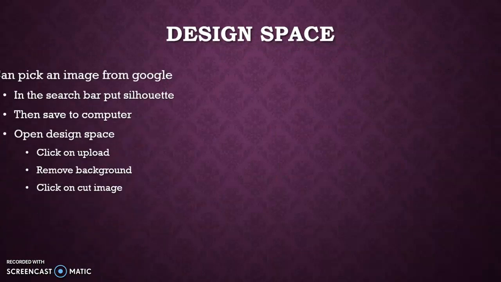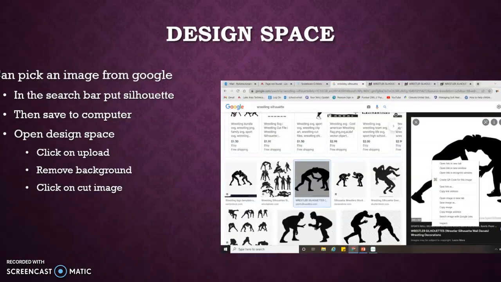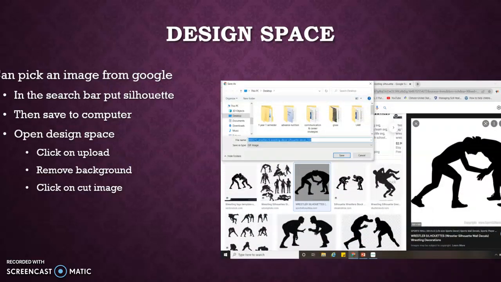In Design Space, you can pick an image from Google. For an example, I Googled wrestling silhouette. Then I saved it. You right click and choose save image. I save it to the desktop because then it's easy to find.